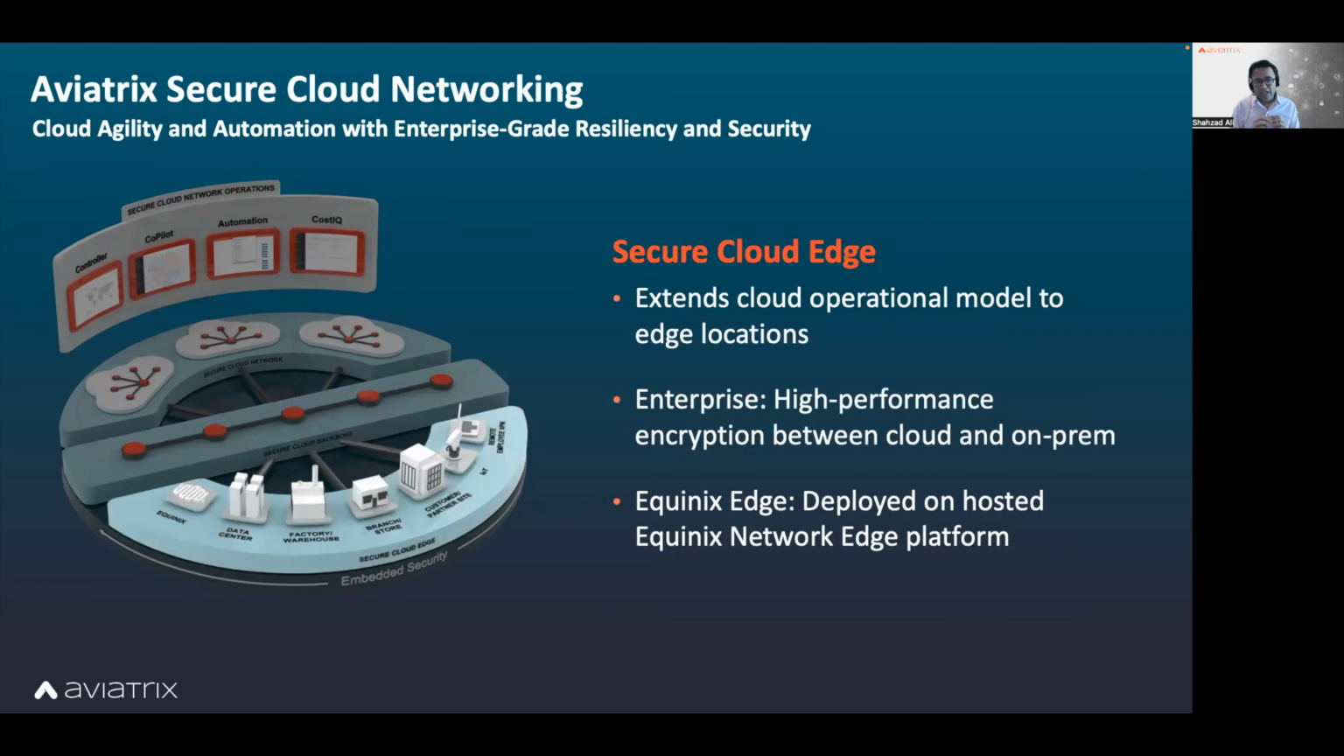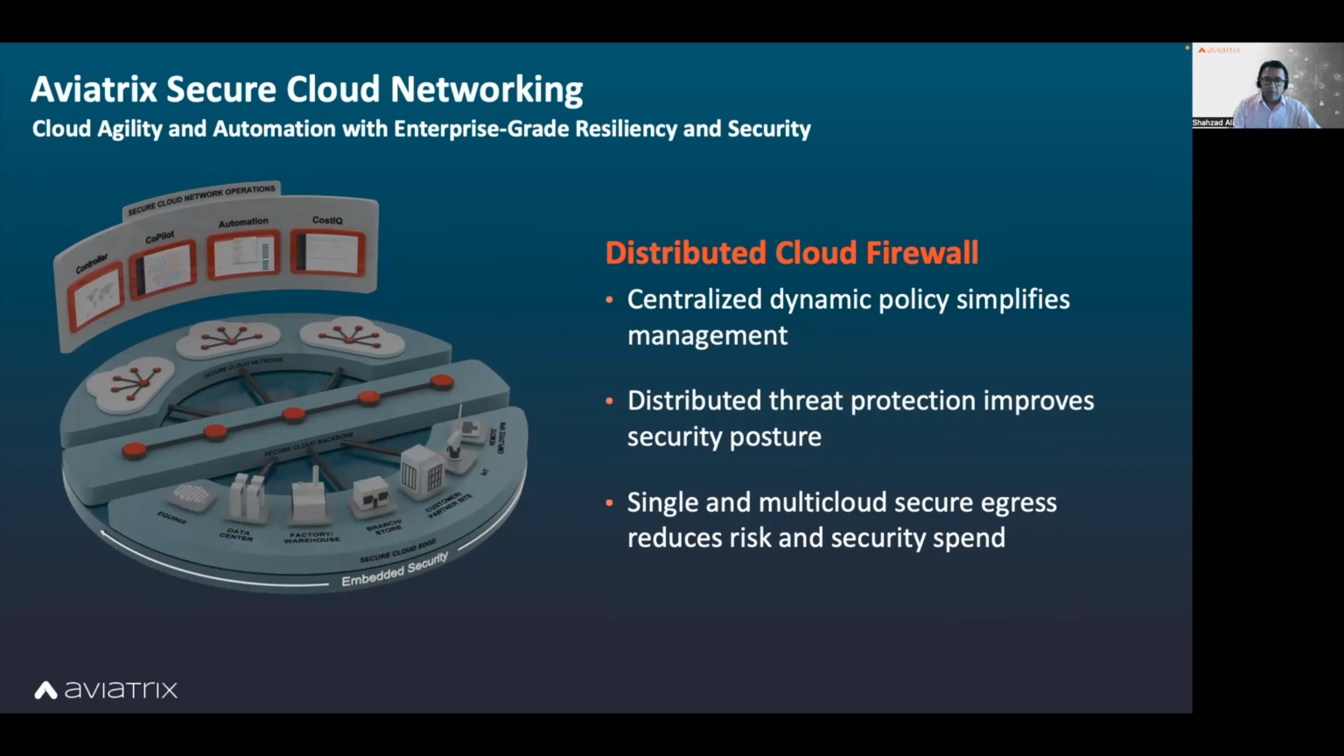The secure cloud edge extends the cloud operating model to the edge location. It provides high performance encrypted links between your cloud and the on-premise location by providing the cloud edge as a virtual form factor or as a hardware appliance sitting in the on-premise locations. Distributed cloud firewall is the innovative technology. It provides a centralized dynamic policy which simplifies the management of this cloud firewall.